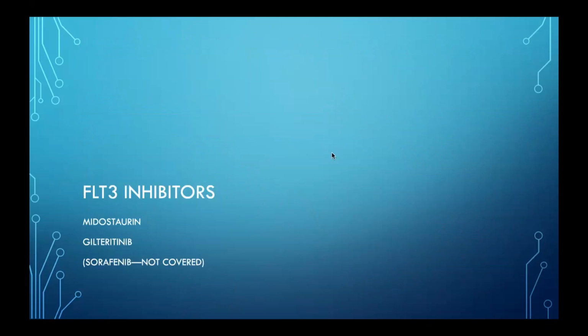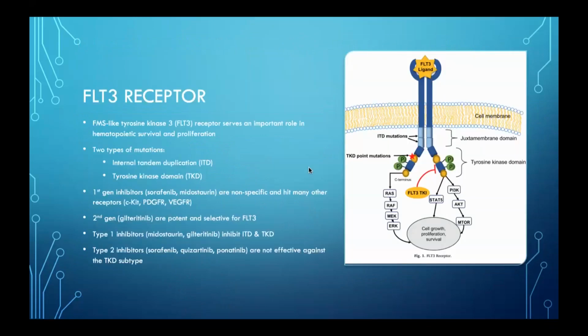So that brings us more towards the more targeted therapies in AML then, with the FLT3 inhibitors, where we're going to talk about midostaurin in our first gen, gilteritinib in our second gen, and then sorafenib is also used in this space, though I won't be covering it here. So FLT3 is FMS-like tyrosine kinase 3, and that serves an important role in hematopoietic survival and proliferation. There's two types of this one, so ITD, or internal tandem duplication, as well as TKD, tyrosine kinase domain.